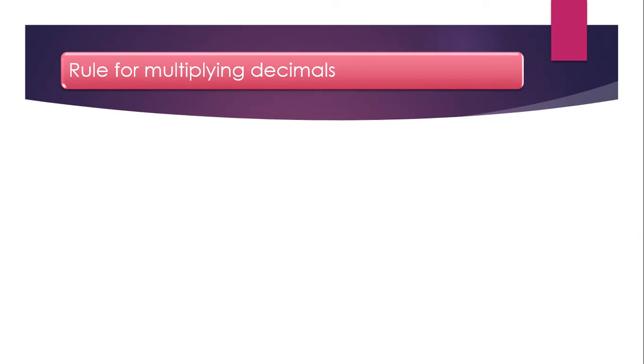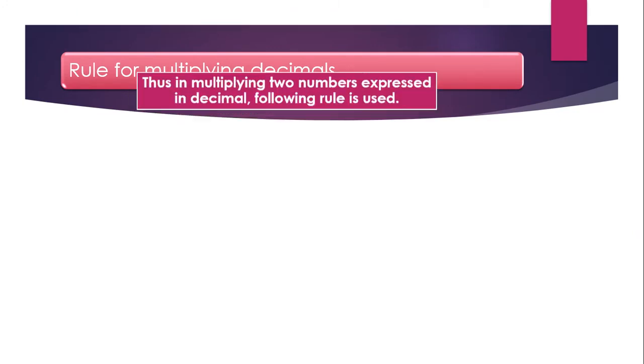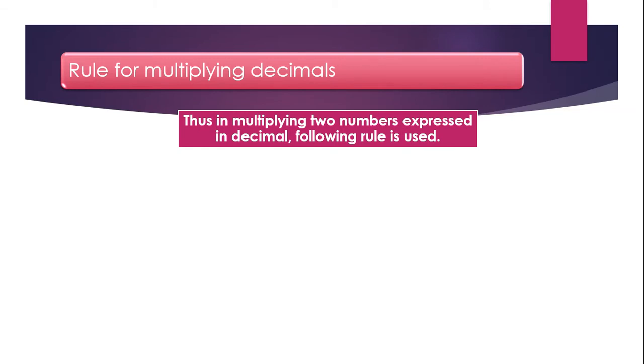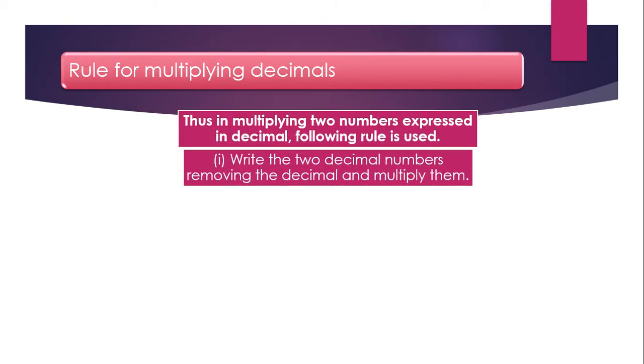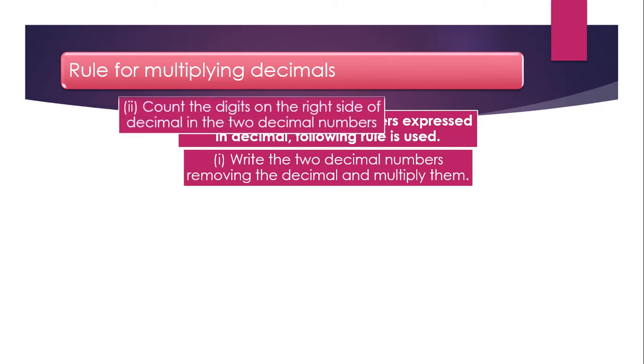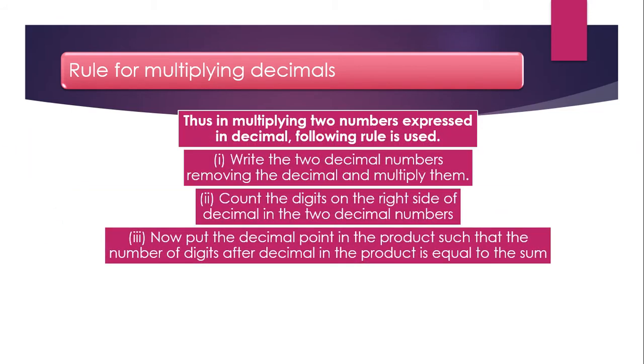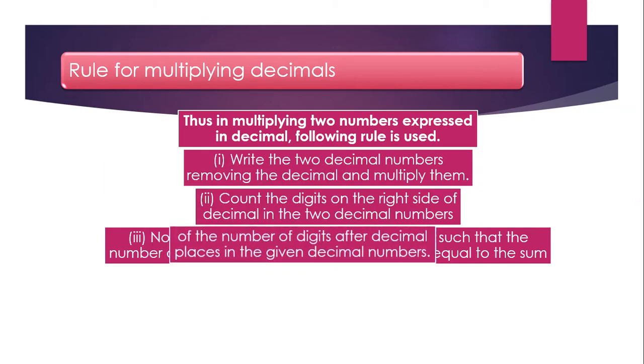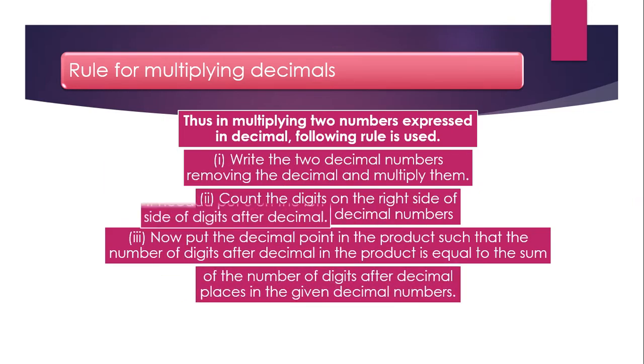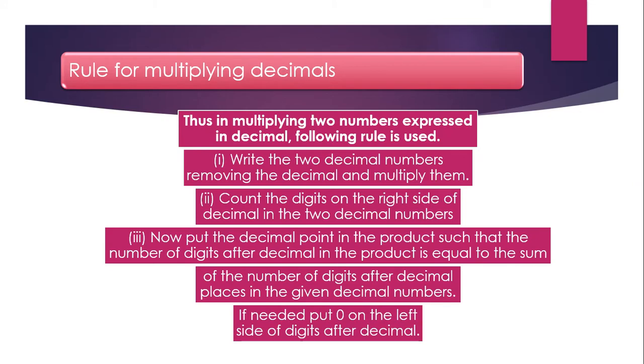Rule of multiplying decimal numbers. Thus, in multiplying two numbers expressed in decimals, the following rule is used. Write the two decimal numbers, removing the decimals, and multiply them. Count the digits on the right side of the decimal in the two decimal numbers. Now, put the decimal point in the product such that the number of digits after the decimal in the product is equal to the sum of the number of digits after the decimal in the given decimal numbers. If needed, put 0 on the left side of the digits after the decimal.